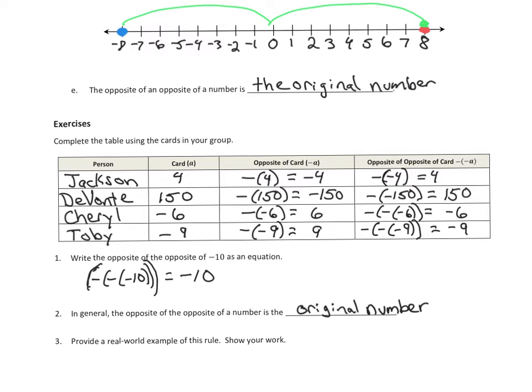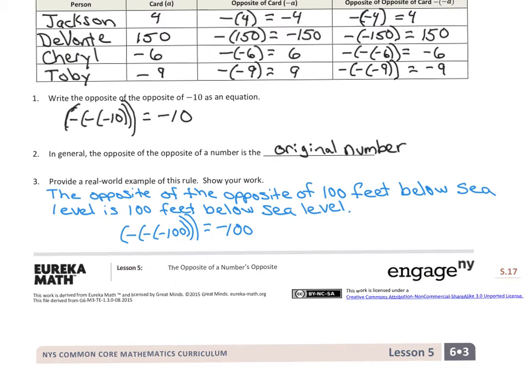Now, providing a real-world example, I'm going to go ahead and provide one for you so we don't have to spend time thinking about that right now. So here's a real-world example that we can use that I think we all feel comfortable with. The opposite of the opposite of 100 feet below sea level is 100 feet below sea level. So if you went up and then back down, you would end up still at 100 feet below sea level. That is, the opposite of the opposite of negative 100 is still negative 100. Okay, so let's move on to the next page.